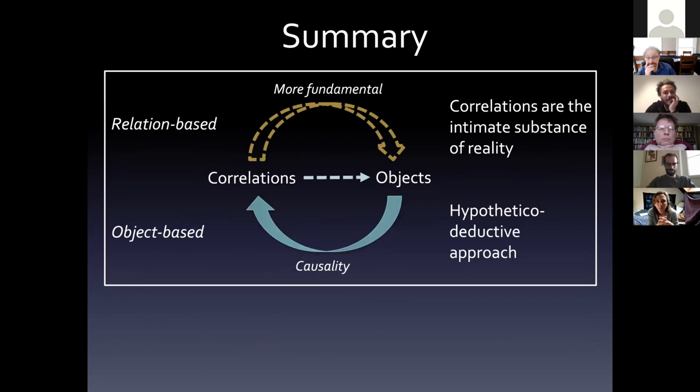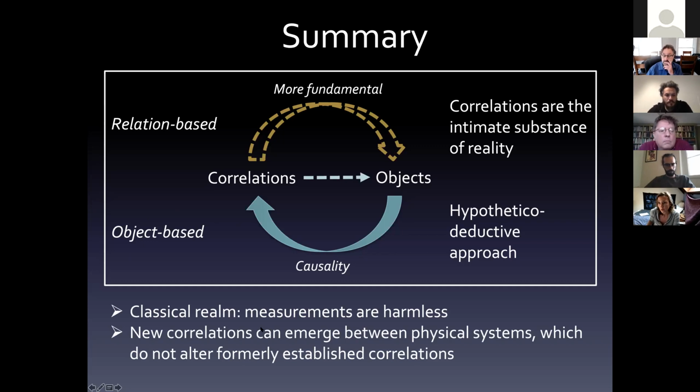So here is a summary. We have two poles, basically. We have correlations and we have objects. And there, either we choose to be in the relation-based ontology type, which means that we think correlations are more fundamental than objects, and correlations are the ultimate and intimate substance of reality. Or we can choose the other approach, which is to use some sort of hypothetico-deductive approach. We choose to model reality with objects that can then explain the correlations, and that's the choice of object-based ontology.